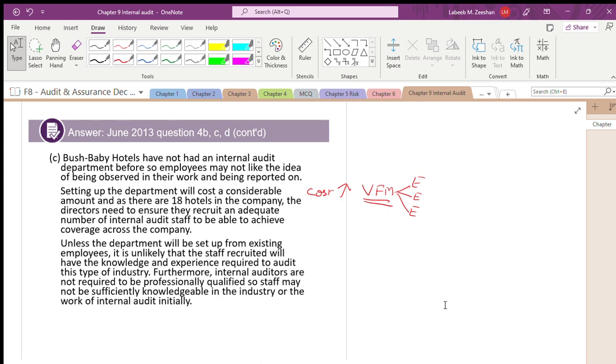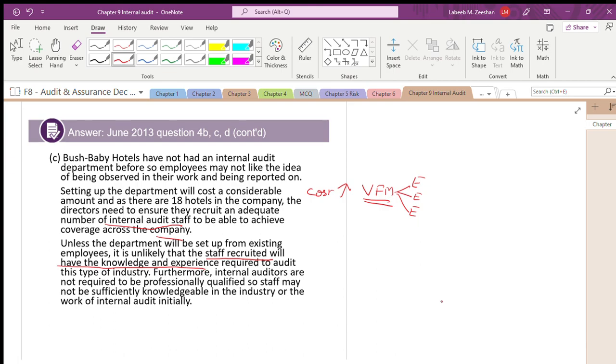and as there are 18 hotels in the company, the director needs to ensure that they recruit an adequate number of internal audit staff across the hotels. Any bachelor's graduate can do internal audit, we don't require more, but they think that cost will increase. Until the department has been set up, it is unlikely that the staff recruited will have the knowledge and experience required for the audit.